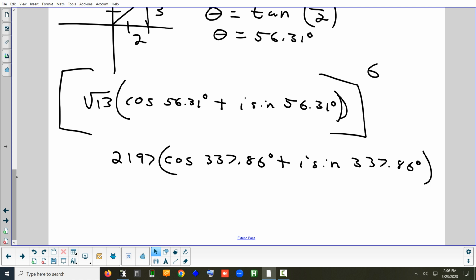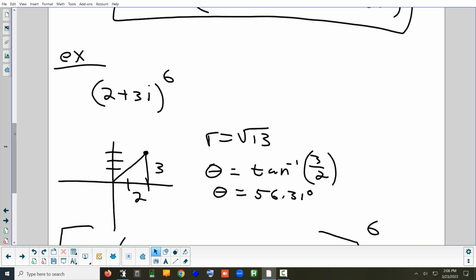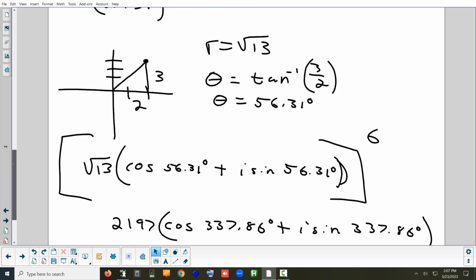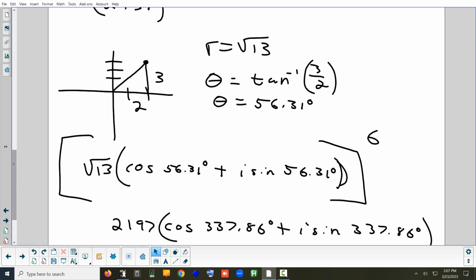Had you tried writing this out with 6 sets of parentheses and FOILing it all together, you'd still be going. Right? And we're done. And look at all the work we had to do. It's not that much work. Okay, so that's how you can raise a complex number to a power. And that's probably the hardest one that we do today. Are there any questions on how to use de Moivre's theorem?